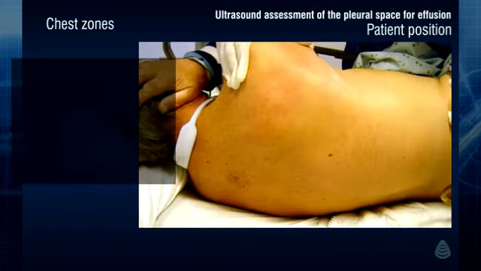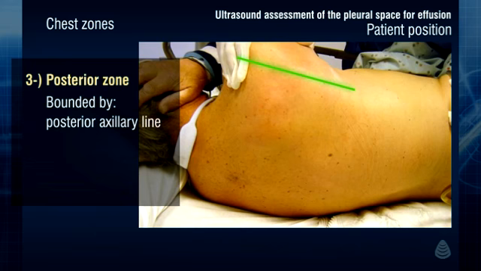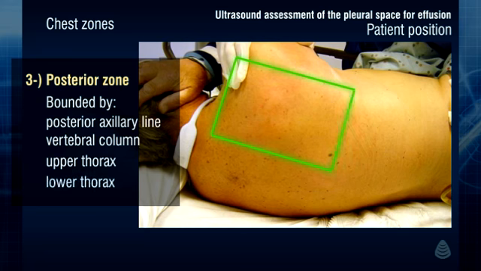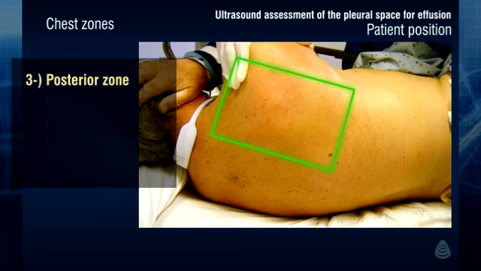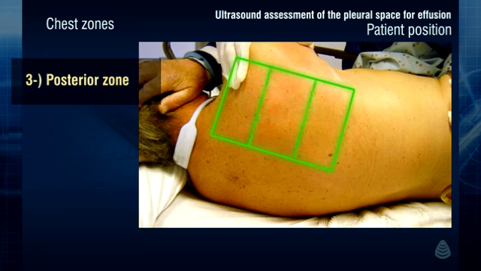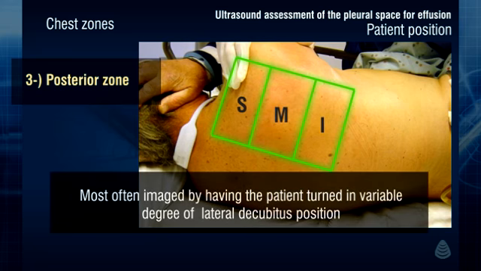The third zone is the posterior zone, bounded laterally by the posterior axillary line, medially by the vertebral column, superiorly by the upper part of the thorax, and inferiorly by the lower part of the thorax. The posterior zone can be subdivided into superior, medial, and inferior regions. This zone is most often imaged by having the patient turned in a variable degree of lateral decubitus position, as illustrated here. In the ICU setting, this zone is rarely examined.